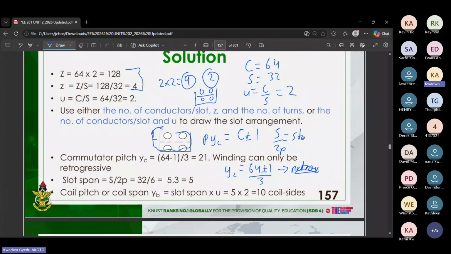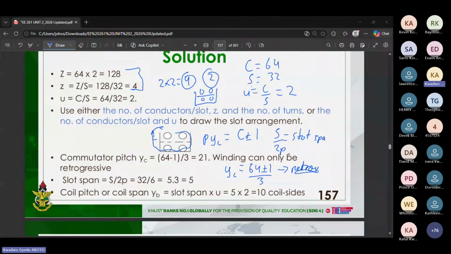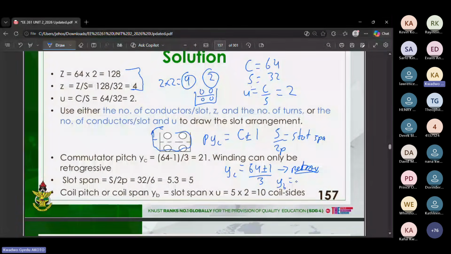And then we also already know that coil pitch YB is equal to slot span times U, right? So I hope this example is very understandable. I'm moving on to example 3.